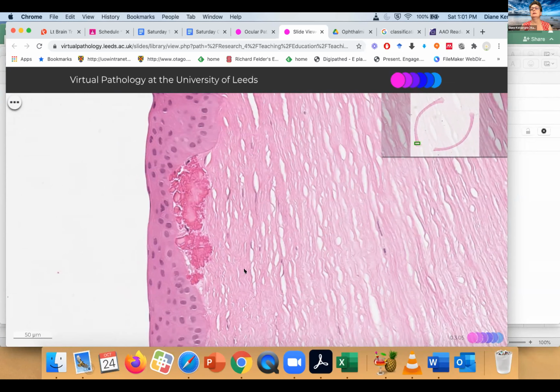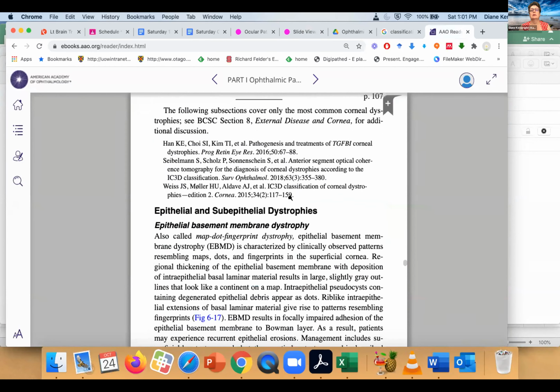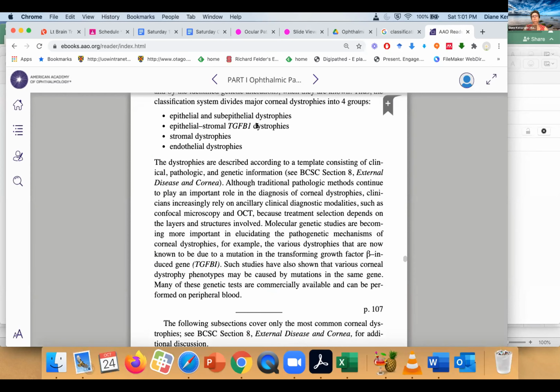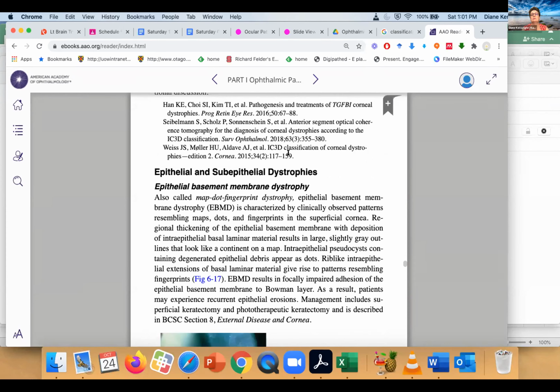Let's just switch screens here and go to the AAO book. We can immediately rule out some stuff. So it's not an endothelial dystrophy. Okay, let's have a look through some of the other things. It's probably an epithelial stromal dystrophy or an epithelial subepithelial dystrophy, because it's carefully positioned like that. So let's consider what we've got.